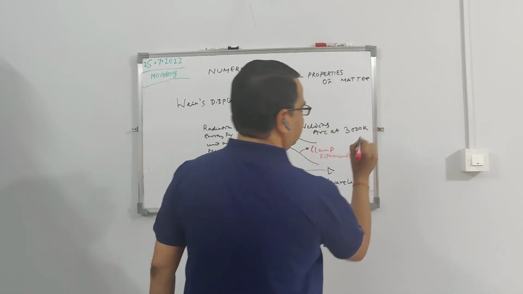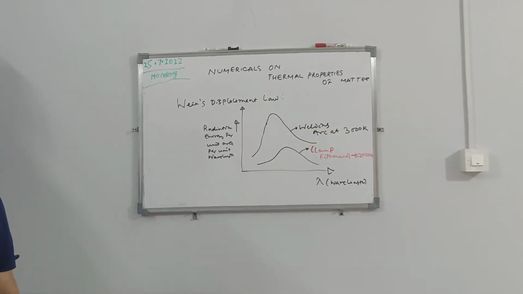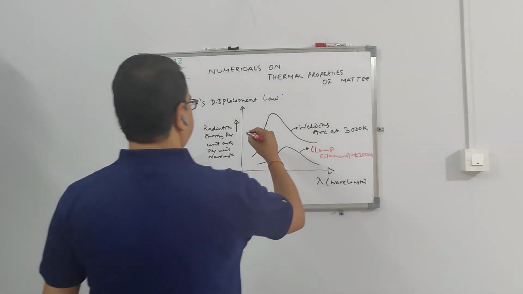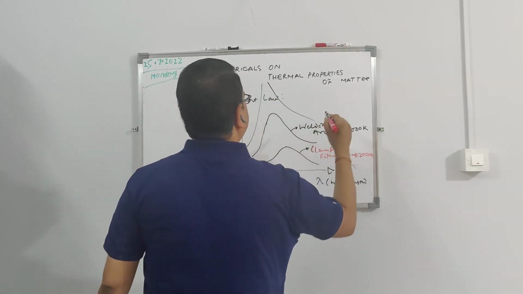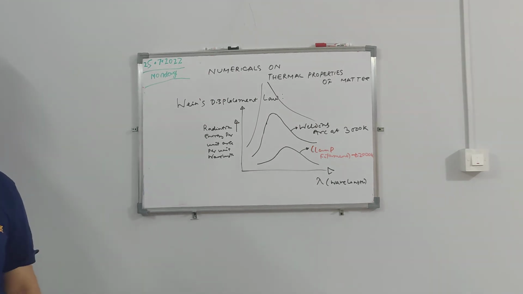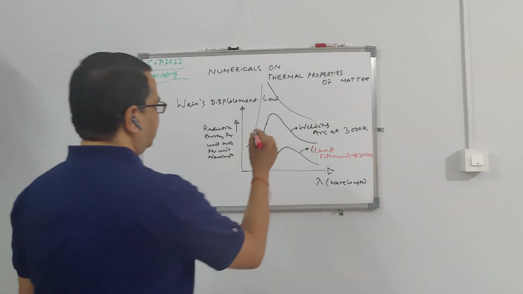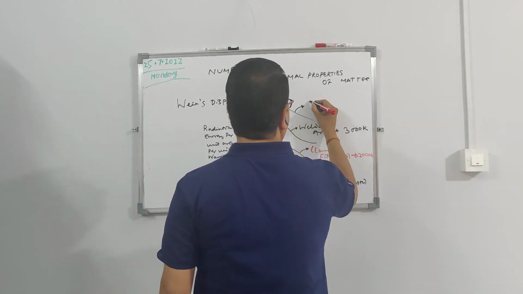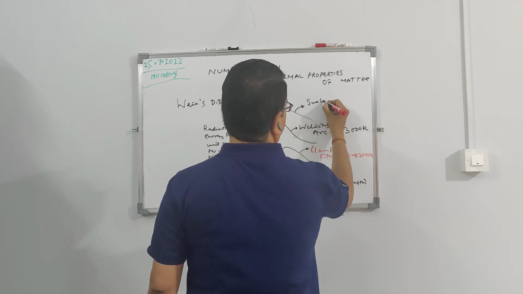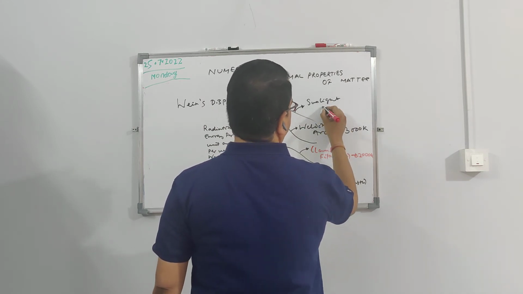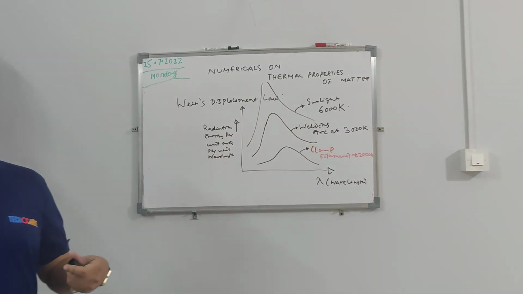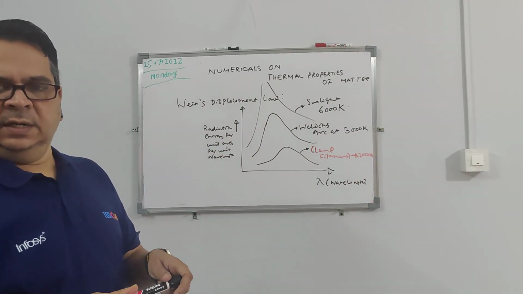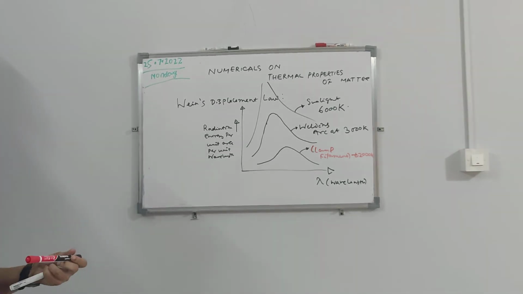Then beyond that, let us say this is sunlight, the highest temperature. The temperature of the sun is 6000 Kelvin. We can imagine, like 5723 degrees centigrade, such a high temperature. It is the surface of the sun.